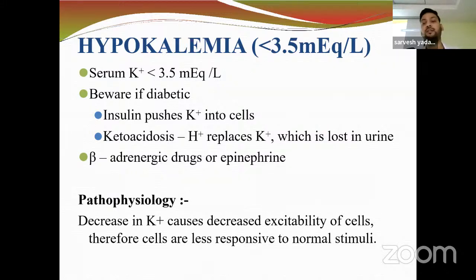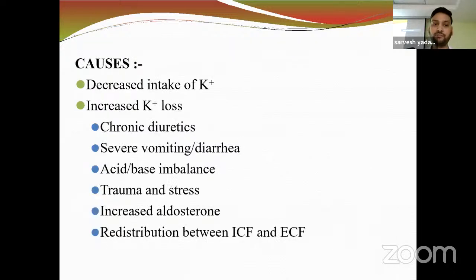Hypokalemia is when serum potassium level is less than 3.5 milliequivalents per liter. Be careful if the patient is diabetic, because insulin pushes potassium into the cells. In ketoacidosis, insulin replaces the potassium which is lost in urine. Other states include beta-adrenergic drugs or epinephrine. Pathophysiology: a decrease in potassium causes decreased excitability of cells. Therefore, cells are less responsive to normal stimuli.